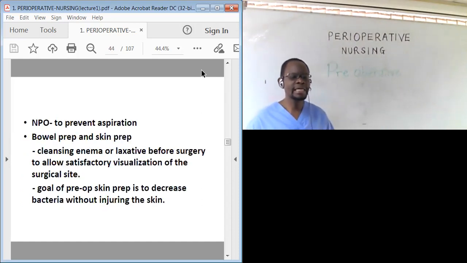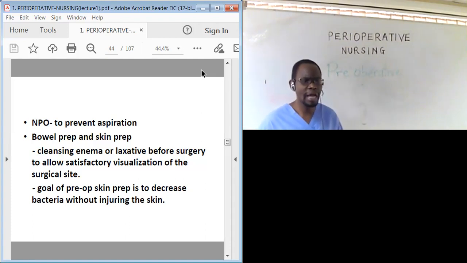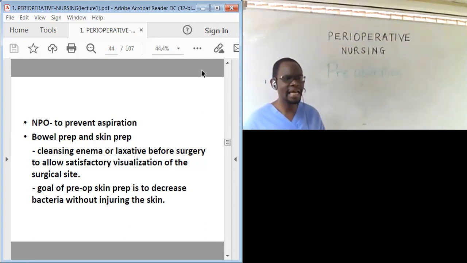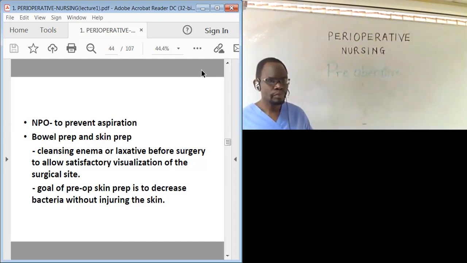Of course, NPO, nil per os, is to prevent aspiration, especially if it is going to be some kind of internal surgery. Then bowel preparation and skin preparation. A cleansing enema or laxative before surgery is very important to allow satisfactory visualization of the surgical site, especially if it is within the colon, or a procedure that has to be done in the lower GI.